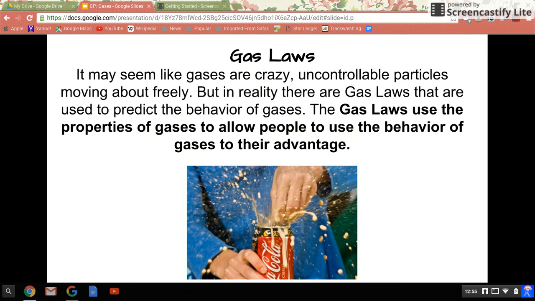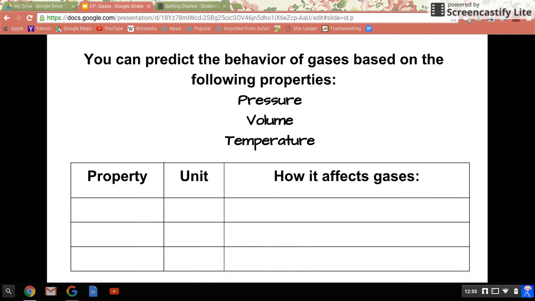So there are ways to predict how these random particles that we mentioned before behave, and gas laws are used to do that. So gas laws, they do have a mathematical component, but don't be afraid. The math that goes along with gas laws really isn't that bad. So we're going to go through and talk about each of the things that affect how gases behave first.